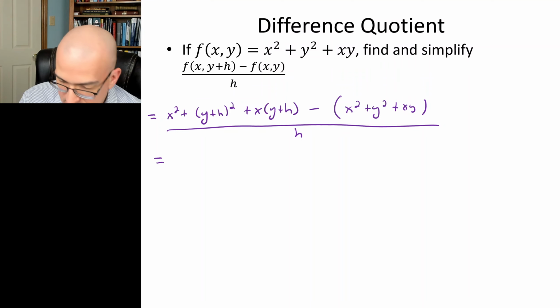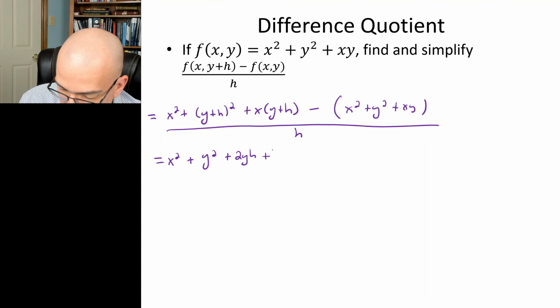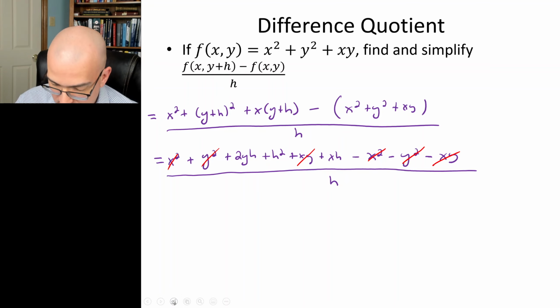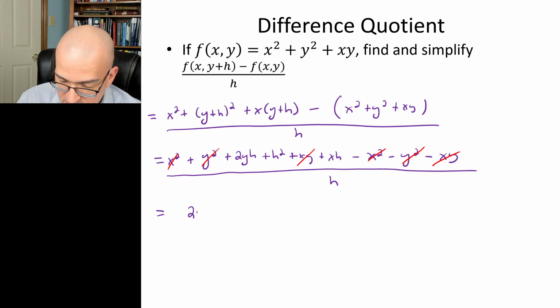And we cancel, well, let's FOIL first, x squared plus y squared plus 2yh plus h squared plus xy plus xh minus x squared minus y squared minus xy all over h. Now we can start canceling things. We have an x squared and minus x squared. We have a y squared and minus y squared. And we have an xy and a minus xy. And this looks a lot like the last one. It's almost the same story, almost the same picture.